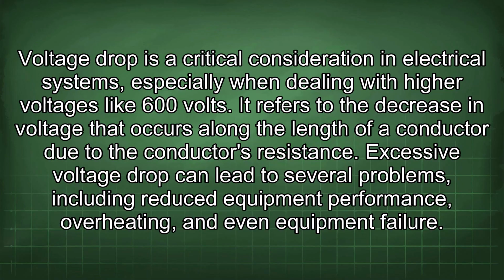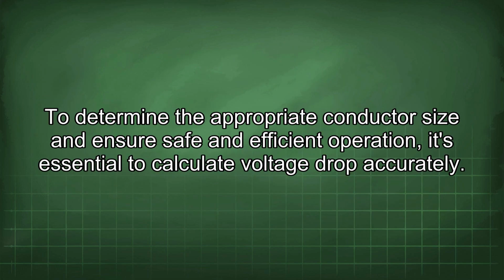Voltage drop is a critical consideration in electrical systems, especially when dealing with higher voltages like 600 volts. It refers to the decrease in voltage that occurs along the length of a conductor due to the conductor's resistance. Excessive voltage drop can lead to several problems, including reduced equipment performance, overheating, and even equipment failure. To determine the appropriate conductor size and ensure safe and efficient operation, it's essential to calculate voltage drop accurately.